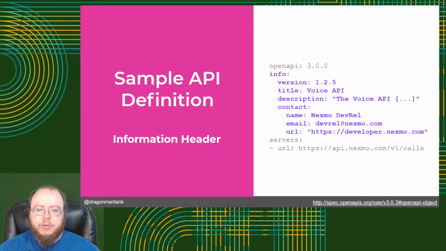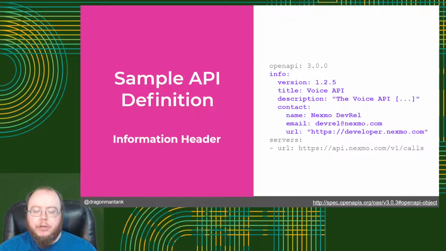Then we have an information block, and this is just some contextual information about your API itself. So here we can see we have an internal version number of 1.2.5, so our voice API is on that. This does not impact any URL structure or anything like that with the system. It just strictly is for us to say we are on 1.2.5. If we make a change, we can argue over should it be 1.3, 1.2.6, should it be a 2.0, whatever. This is just strictly internal for us.